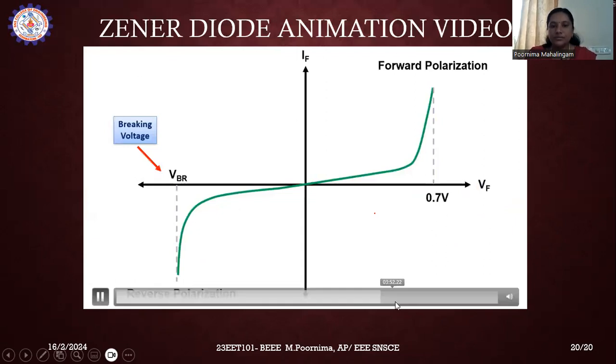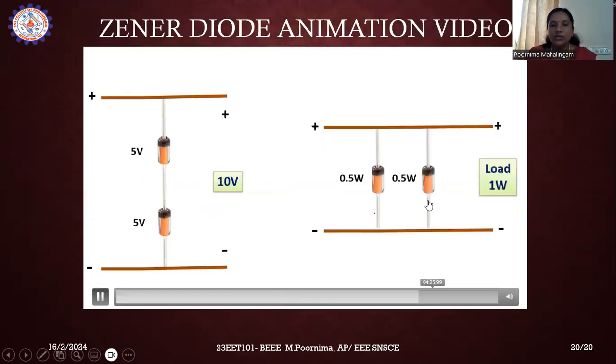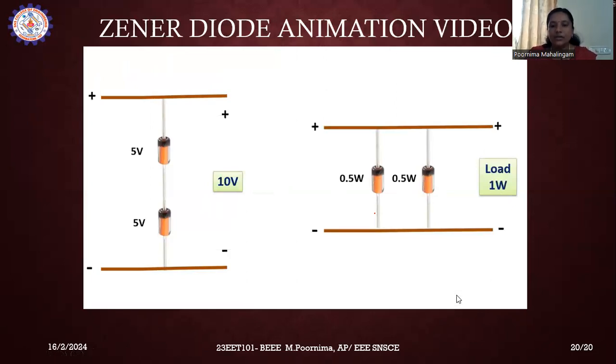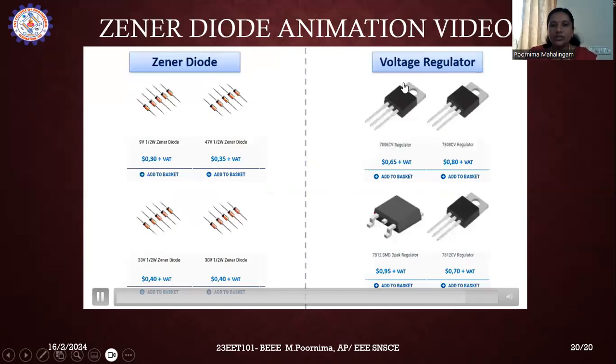In the case of forward polarity, the Zener diode starts to pass current. Here you can see that. Finally we are getting the output, so we can increase the power by connecting Zener diodes in series and parallel. They are also used as voltage clippers and clampers. The Zener diode is used in voltage regulator applications.